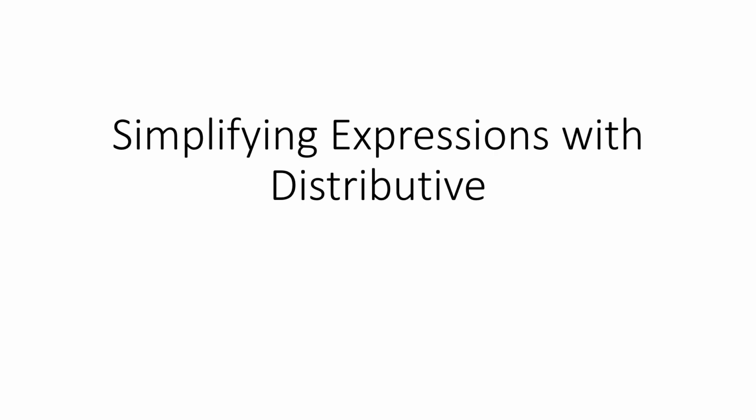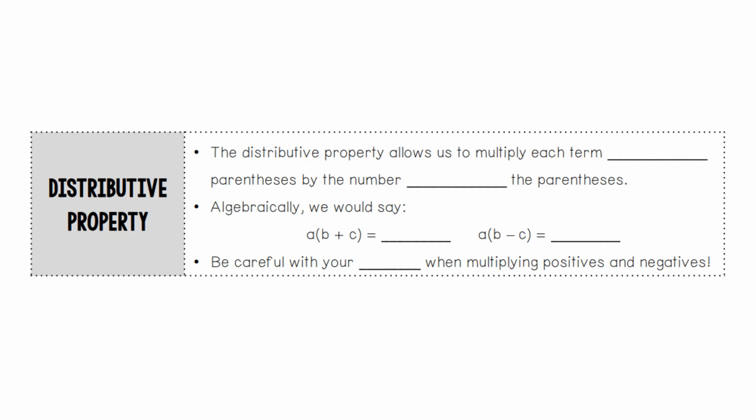This instructional video is on simplifying expressions with the distributive property. The distributive property allows us to multiply each term inside the parentheses by the number on the outside of the parentheses. Algebraically, we would say A times B plus A times C. Or if it was subtraction, we would say A times B minus A times C. Be careful with your signs when multiplying positives and negatives.